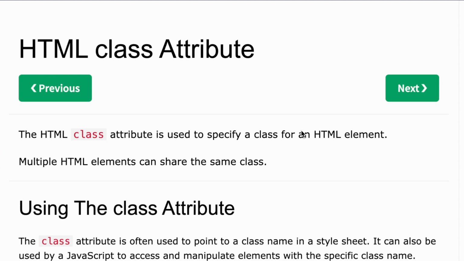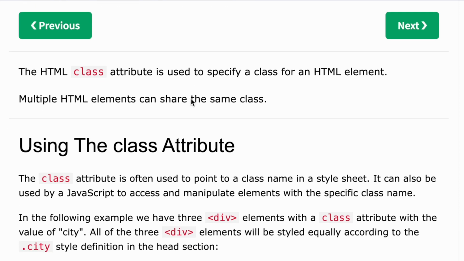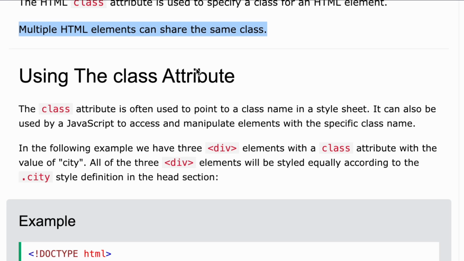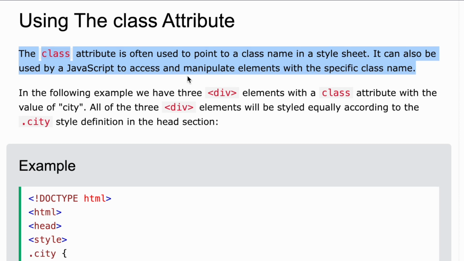In this lecture, we'll be discussing the HTML class attribute. This is very important. The HTML class attribute is used to specify a class for an HTML element. Multiple HTML elements can share the same class. The class attribute is often used to point to a class name in a style sheet. It can also be used by JavaScript to access and manipulate elements with the specific class name.